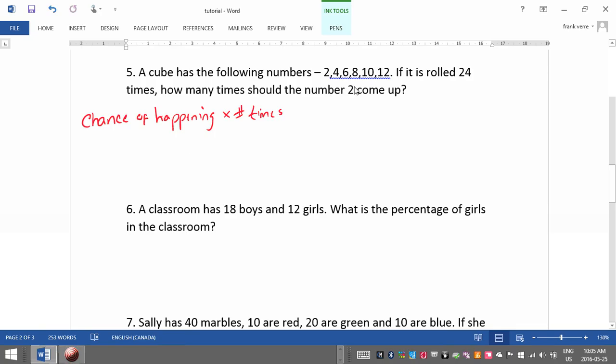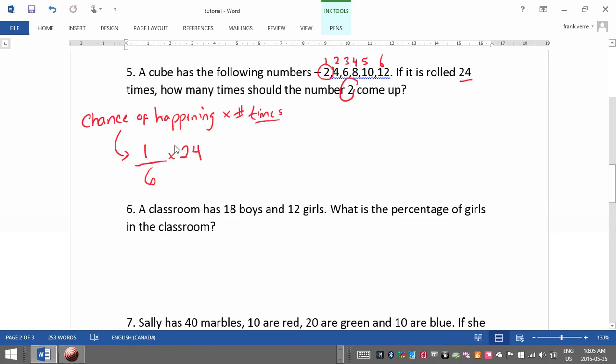Okay, so the number 2 is going to only come up 1 in 6 chance, and you'll see why. Because there's 1, 2, 3, 4, 5, 6. So it's out of 6. There's 6 possibilities. Number 2, you can see it's only 1 of the 6. So it's a 1 in 6 chance of getting the number 2. The number of times, though, we roll 24 times.